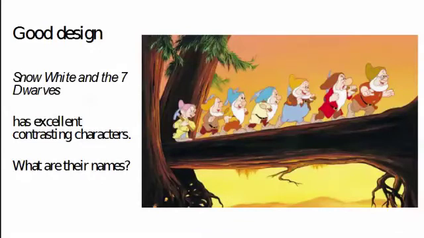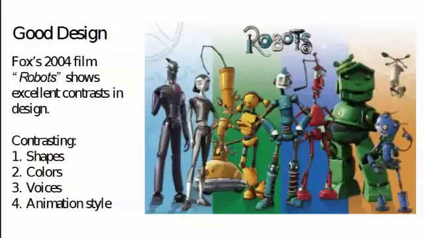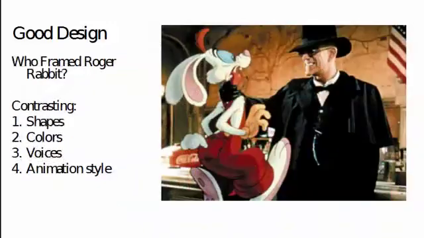Again, with the Seven Dwarves, it's all about the contrasting characters of those dwarves that make them, although there are 7 of them, you can tell them apart because each one has such a different personality. Again, back to Robots. One of the nice things about this, the Rusties all had different colours, so you immediately knew where you were. You knew which character was which, and for small kids, that's really, really important.